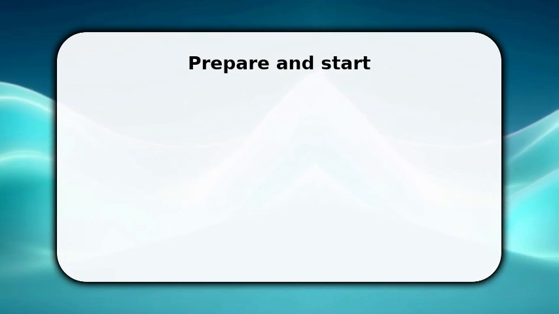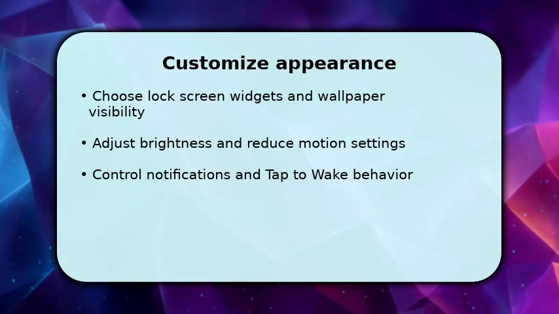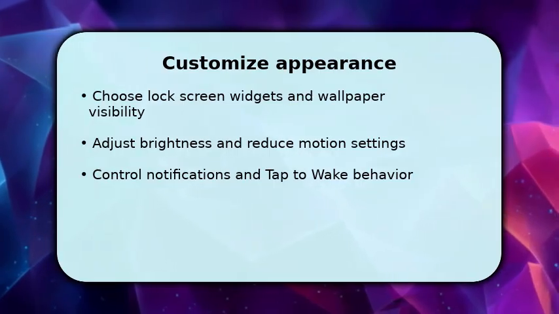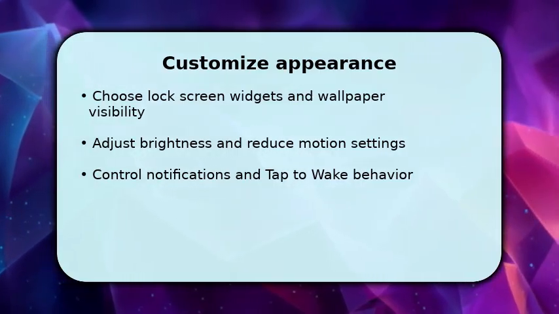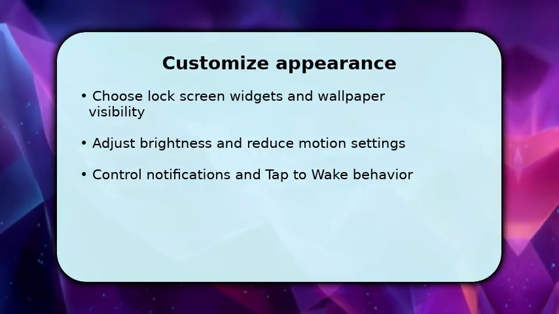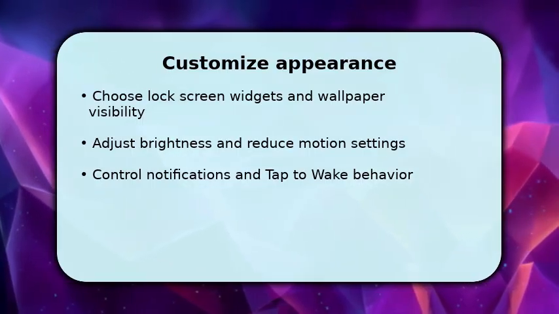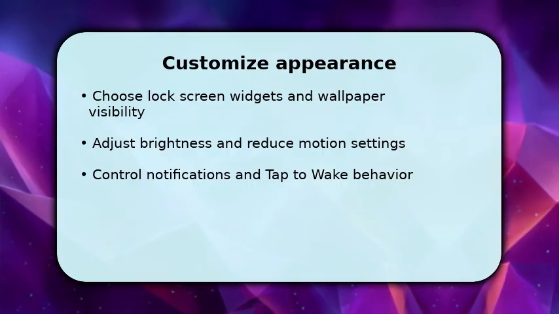Once Always On is active, customize what stays visible. You can choose which lock screen widgets remain lit and whether wallpaper details persist. This helps prioritize info while saving power. Tap Display and Brightness options to lower the always-on brightness and enable reduce motion for subtle animations, which conserves battery.